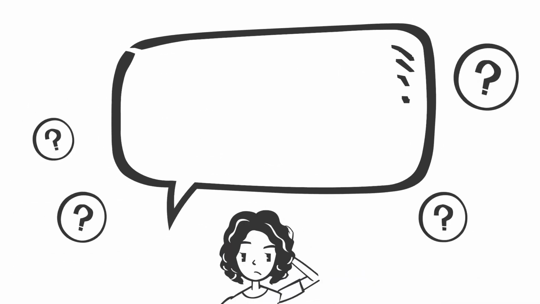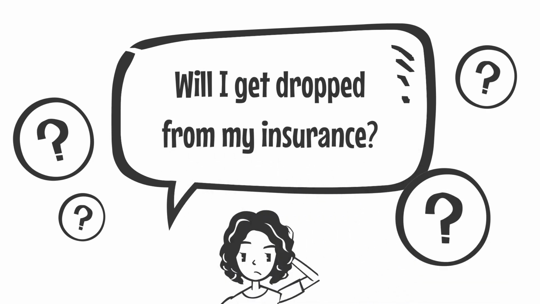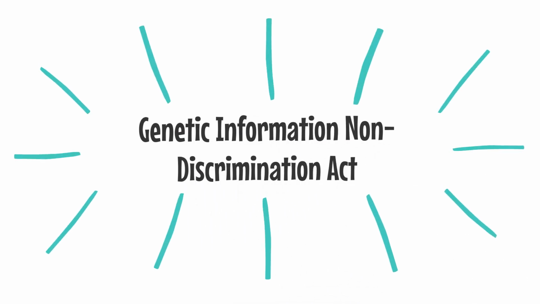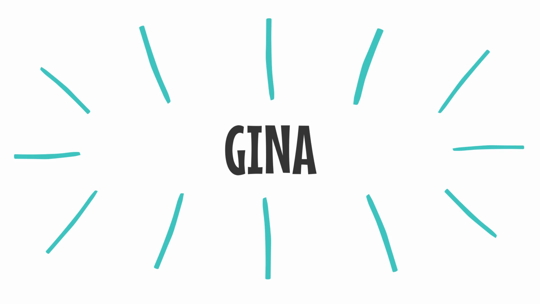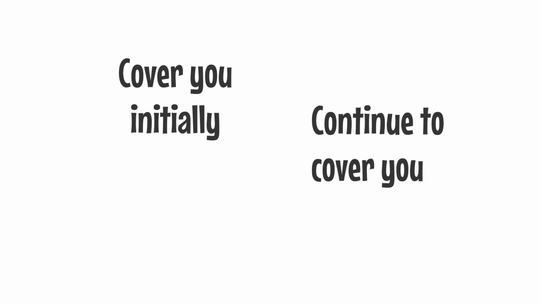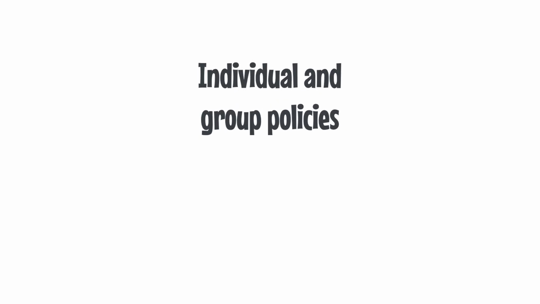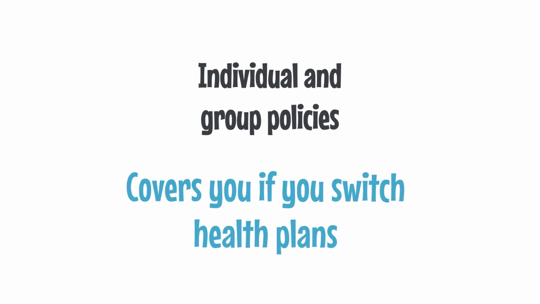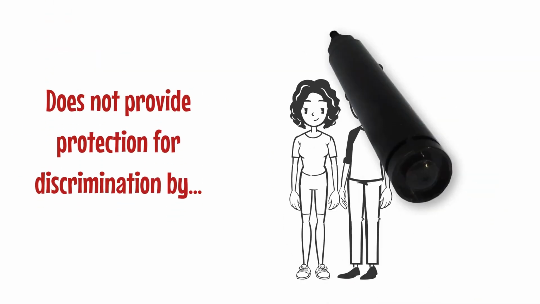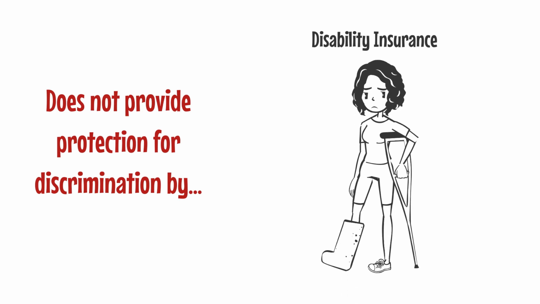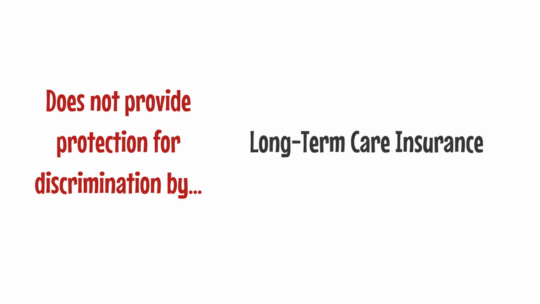One of the main concerns patients have about genetic testing is that they will get dropped from their insurance or denied. Fortunately, a federal law, the Genetic Information Non-Discrimination Act of 2008, or GINA, prohibits health insurers from using genetic information to decide if they will cover you initially, continue to cover you, or how much they will charge you. This law applies to individuals and group policies and covers you if you switch health plans. This law does not, however, provide protection for discrimination by life insurance, disability insurance, or long-term care insurance. Those in the military are covered under GINA, though the military does have its own guidelines about this.